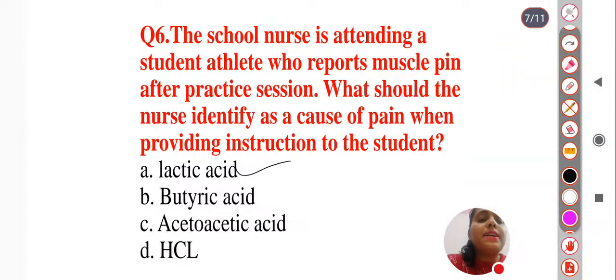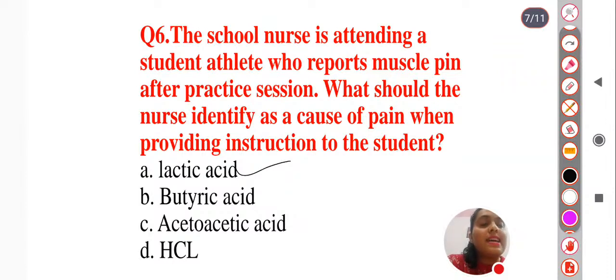Okay, so let me explain to you. So bache, what happens when a muscle contracts or when an athlete practices? Yes, A is a correct answer. So what happens, bache, when an athlete is doing practice or any contraction of the muscles, there would be a requirement of more energy. Lactic acid accumulation causes pain in muscles, right, Kanika?